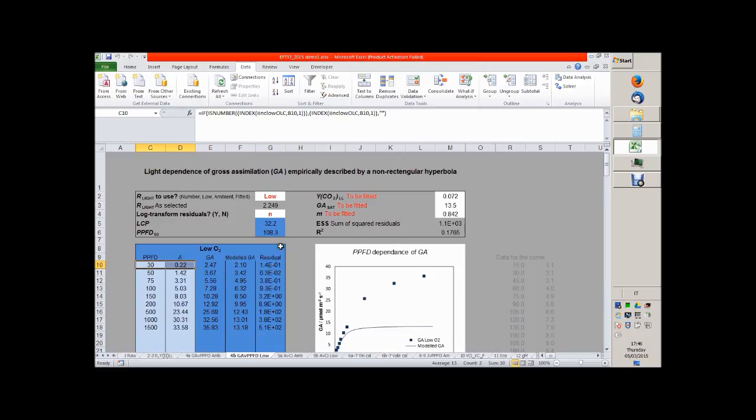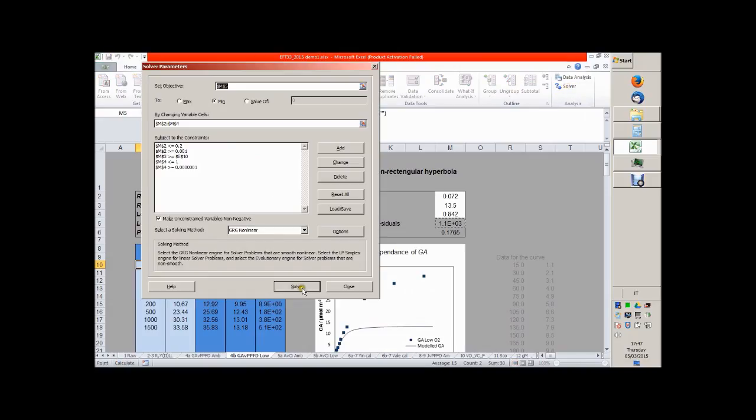Sheet 4b is very similar to sheet 4a. The modeled function is the same, a non-rectangular hyperbola fitted to the light response curve. The difference here is that the data are those derived under low oxygen. Similarly, we can use respiration in the light derived under low oxygen. The way parameters are fitted is exactly the same, so I will just fit them.